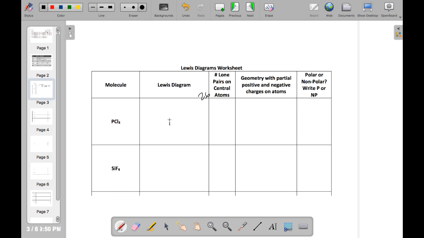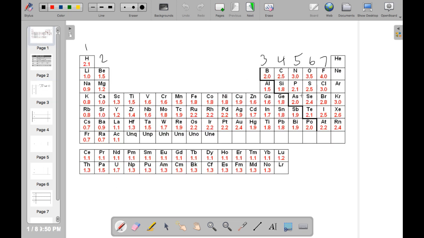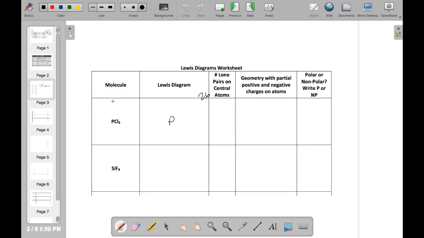Now I'm going to put the phosphorus in the middle because as you can see the phosphorus is less electronegative than the chlorine. So that just makes sense. Now I'm going to draw a single bond to each of the chlorines. I'm going to discuss in a different lesson how we draw these specifically because it kind of ties in with geometry, but don't worry about it right now.